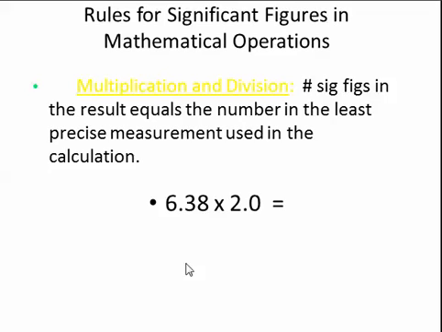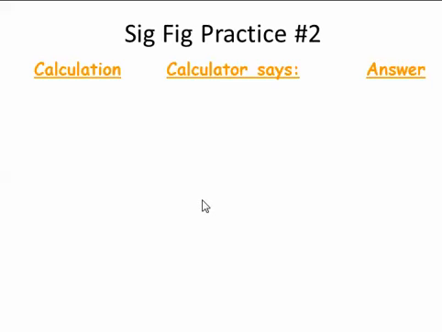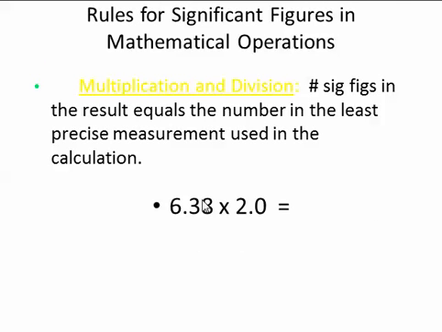So we have 6.38 times 2. So we look at 6.38. It's got a decimal point. We're going to start on this left side and count. It's got 1, 2, 3 sig figs. 2.0 decimal point. Start on this side. It's got 1, 2 sig figs. We have 3 sig figs, 2 sig figs. So our answer has to be rounded off to 2 significant figures.